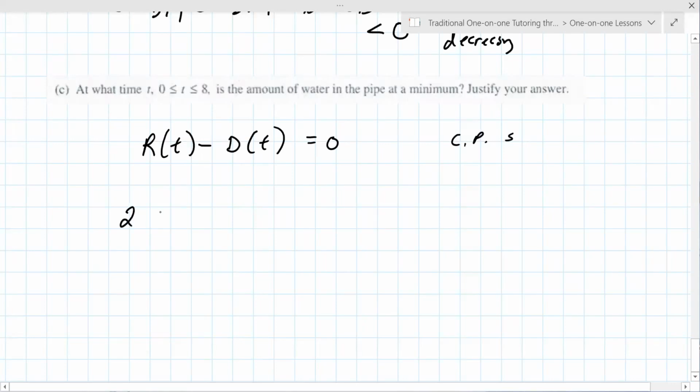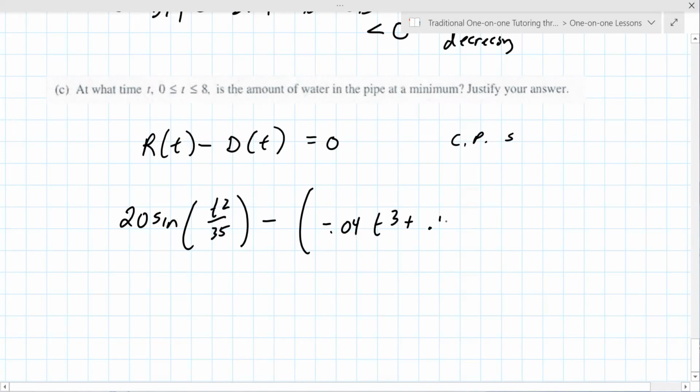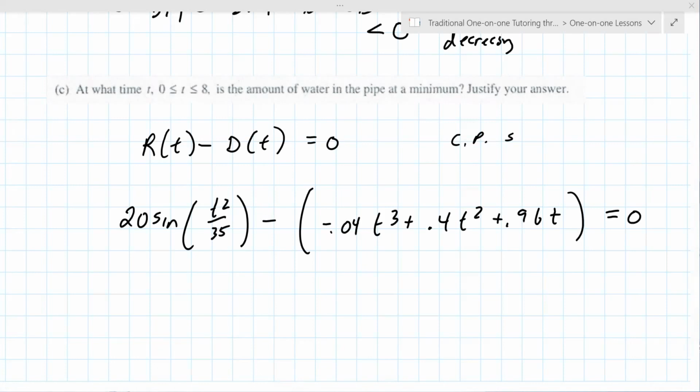Okay. 20 sine t squared over 35 minus 0.04 t cubed plus 0.4 t squared plus 0.96 t. So there's no way to do this by hand. I'm going to graph it again. Hopefully we get something reasonable.